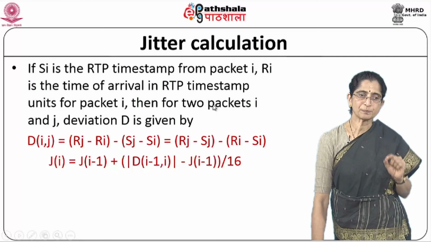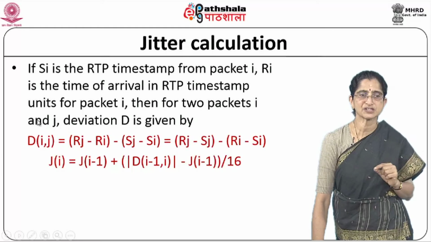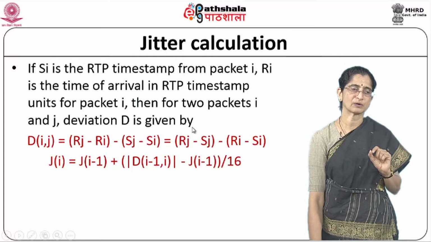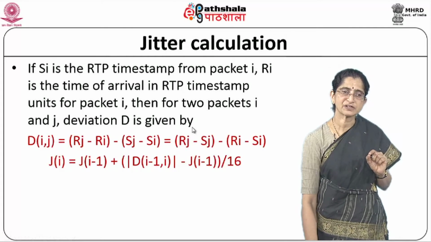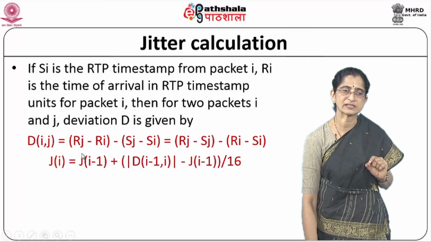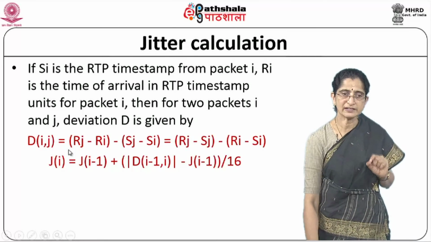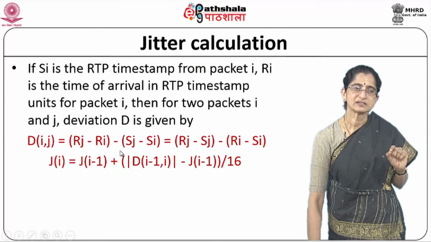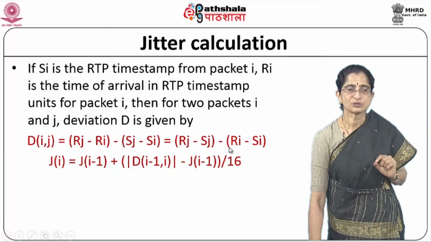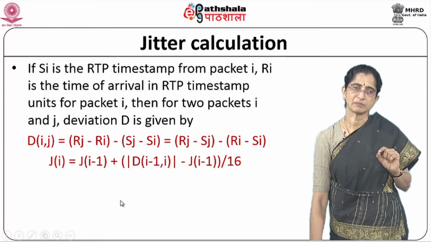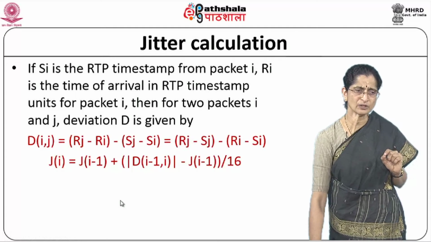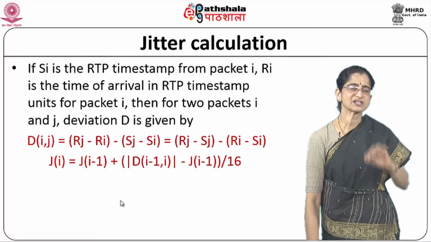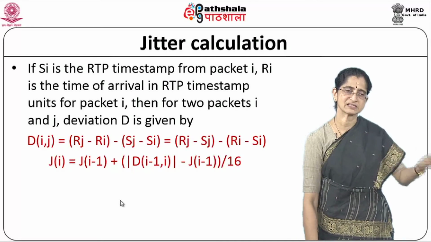Now for the two packets i and j, the deviation in the delay can be calculated as follows. The delay for the jth packet is Rj minus Sj. Similarly, the delay for the ith packet is Ri minus Si. What we are interested in is the difference in these delays. So the difference in delay will be (Rj minus Sj) minus (Ri minus Si), or you can look at it as (Rj minus Ri) minus (Sj minus Si). So you can calculate this deviation from the delay in successive packets' delays.